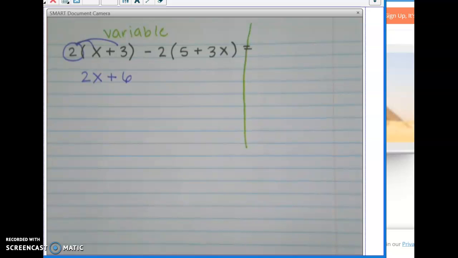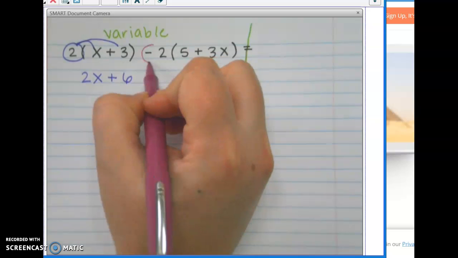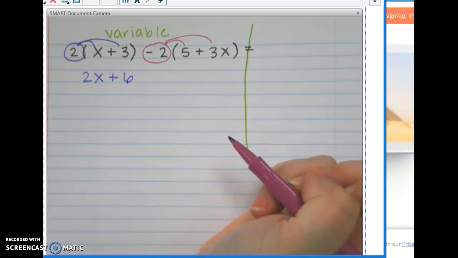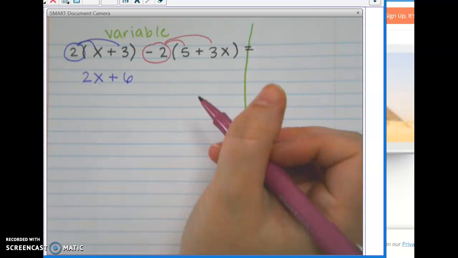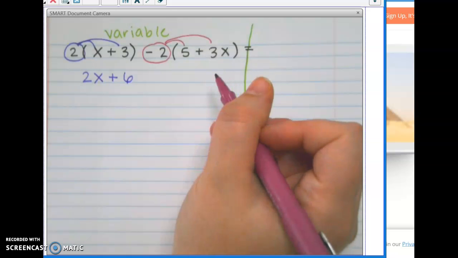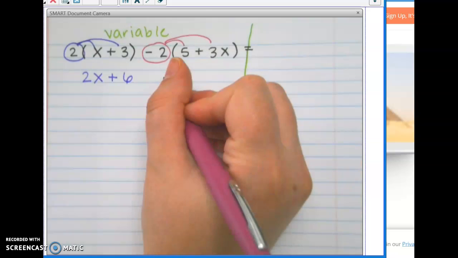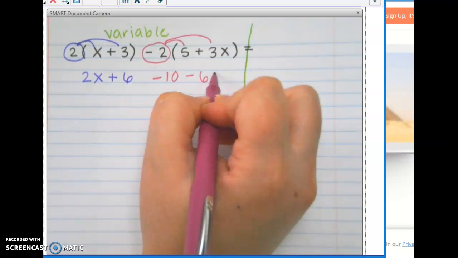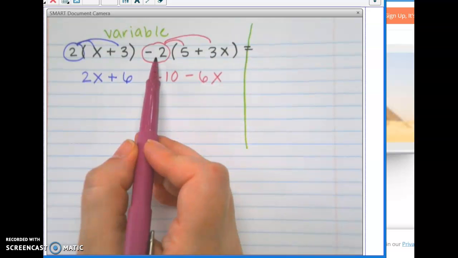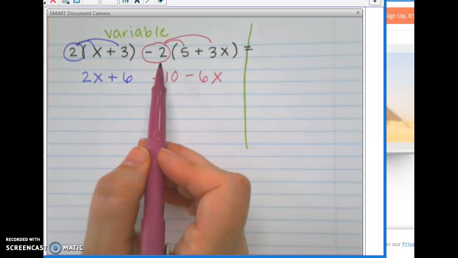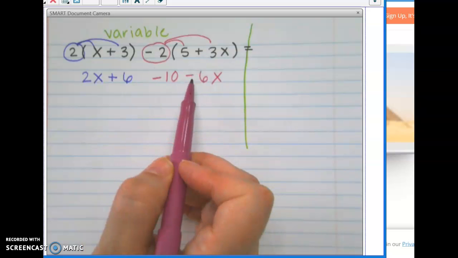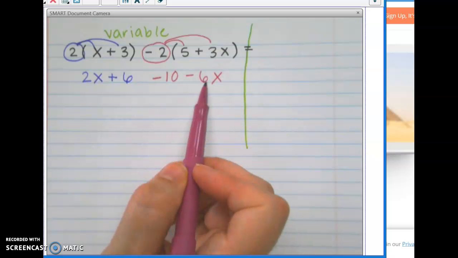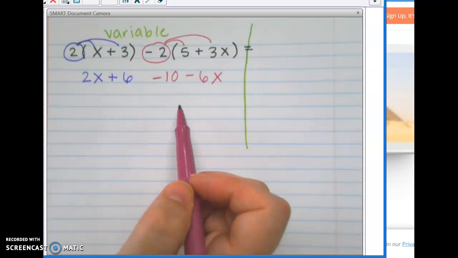All right, the other set of parentheses has a -2 in front. So I'm going to have to distribute and multiply -2 to everything inside the parentheses. So -2 times 5 is -10. -2 times 3x is -6x. Because 2 times 3 would be 6. A negative times a positive is negative. And it's not 2 times 3, it's -2 times 3x. So this is our x term after we multiply.